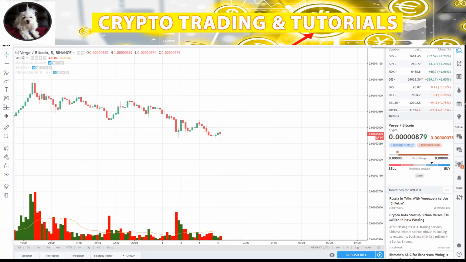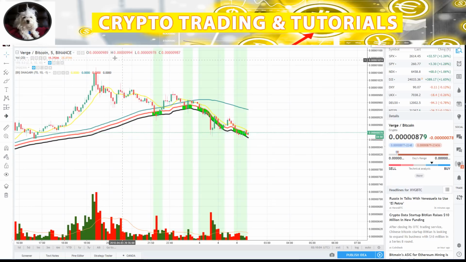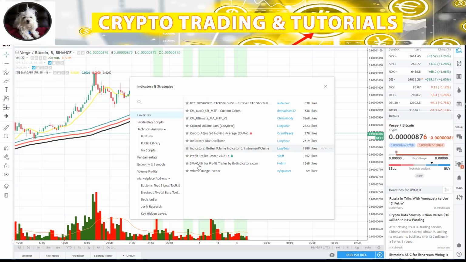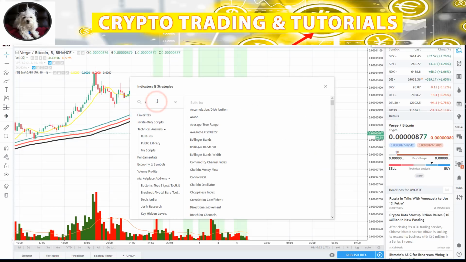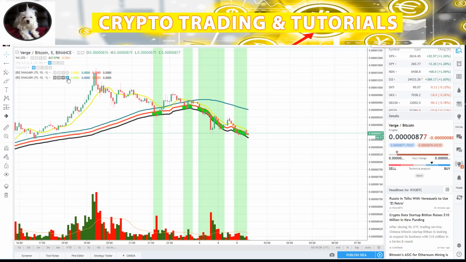So this indicator you can find on TradingView, and I don't have it up right now, but we'll turn it on. And the name of it is the SMA gain. And you'll see here as I turn it on, a couple things show up. Let me first show you how you find it, so you don't have to wait to the end of the video. You go to indicators and type in SMA gain. And the indicator is the one, SMA gain for Profit Trailer by Bolt Indicators by Helmy. If I click on that, you'll see that it's already there. So I've already turned it on.